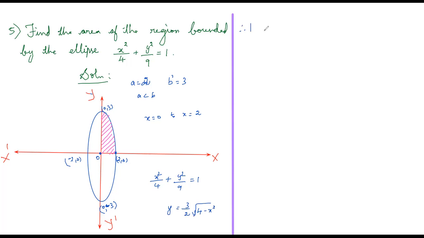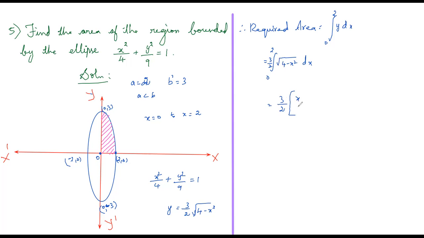Therefore, the required area is equal to integral, the limit is from 0 to 2, and it is y dx. So what is y? Integral 0 to 2. y is 3 by 2, 3 by 2 you can keep outside, 3 by 2 square root of 4 minus x squared. So it is the same as the formula we used in the last problem. So it is 3 by 2 into, what's the formula we learned?